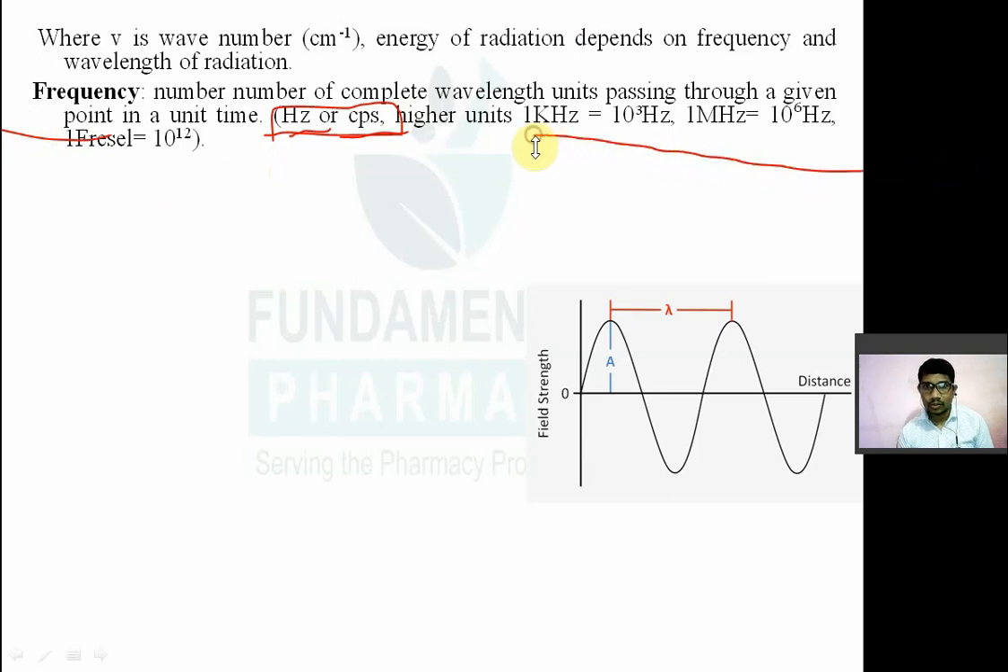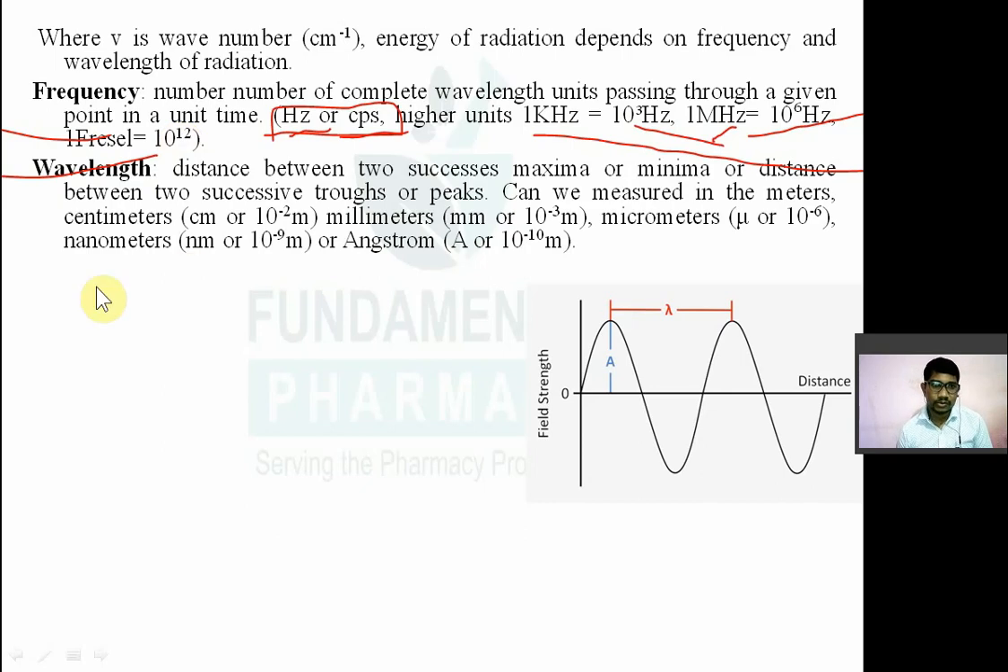1 kilohertz is equal to 10 raised to 3 hertz, 1 megahertz is equal to 10 raised to 6 hertz, and so on. So the number of complete wavelength units passing through a given point in a unit time is known as frequency. Now the next one is wavelength.